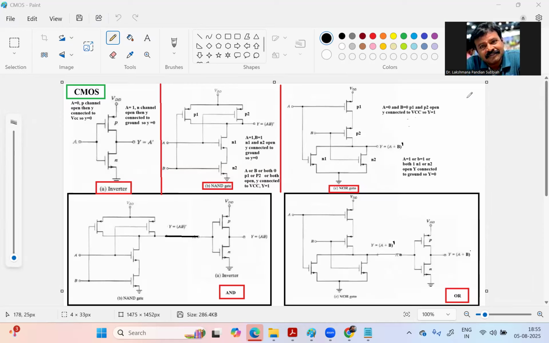Okay, good morning, students. In this lecture, we are going to discuss CMOS. CMOS is complementary metal oxide semiconductor technology for designing the gates and electronic devices. Right now, here you see this one. We are having the fundamental devices: the P channel device and the N channel.